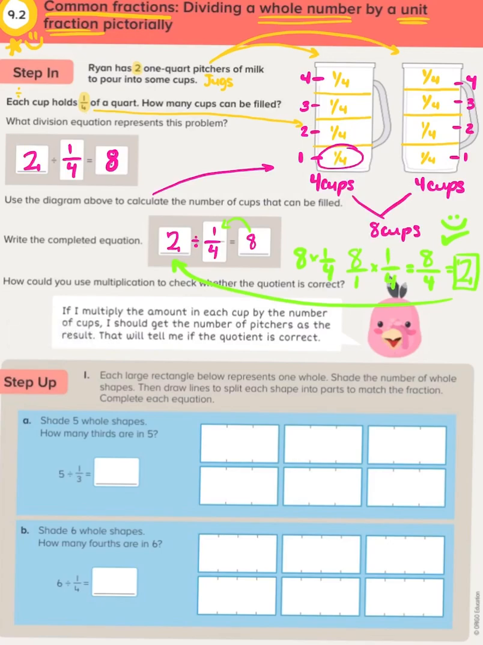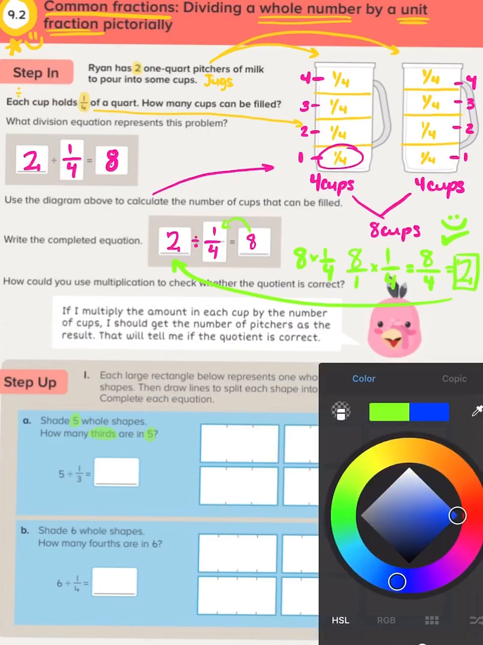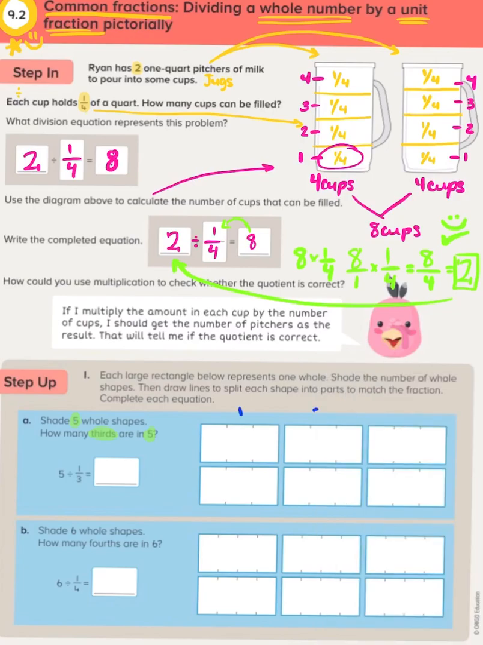The first step up says shade 5 whole shapes. Okay? I have 5 whole shapes. How many thirds, I'm looking for thirds, are in 5? So I'm going to go ahead and count these shapes. I have 1, 2, 3, 4, 5, 6 shapes. I do not need all 6. I only need 5. So I can cross off one of these. It's just there to confuse me. I don't need it. So I crossed it off.